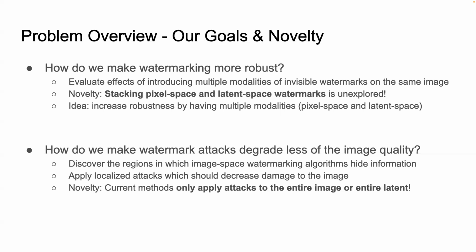We investigate how to make watermarking more robust by combining different watermarking modalities, that being image space and latent space, which is something that has not been tried before. On the other hand, we investigate how to make attacks degrade less of the image quality by only applying attacks to localized patches of the image, whereas current research only uses attacks to target the entire image.